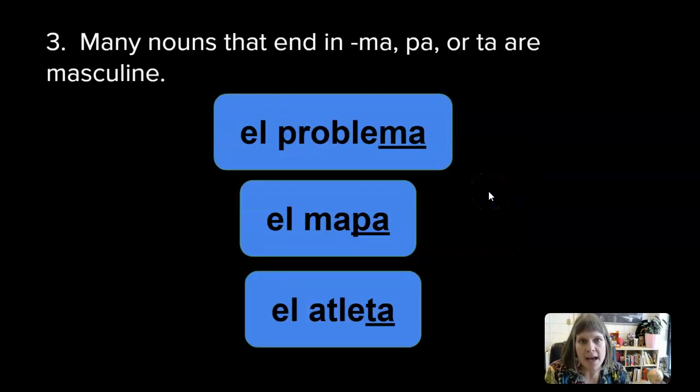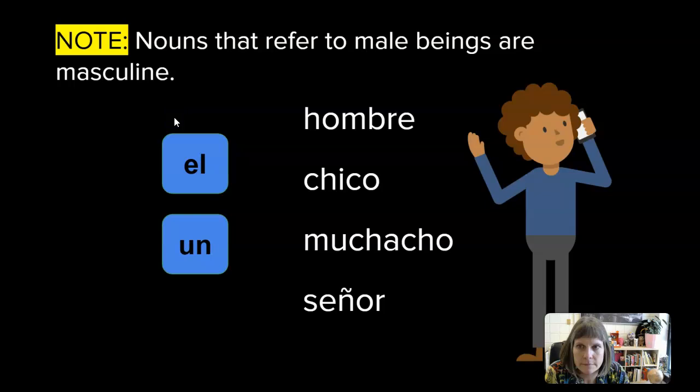Many nouns that end in MA, PA, or TA are masculine. El problema, right? That word ends in MA, so it's masculine. This will be confusing in a second. El mapa is map, ends in PA. El atleta ends in TA. Problem, map, athlete. Anything that ends in ma, pa, or ta is going to be masculine. Nouns that refer to male beings are masculine. El hombre, man. El chico, boy. El muchacho, boy. El señor, mister.